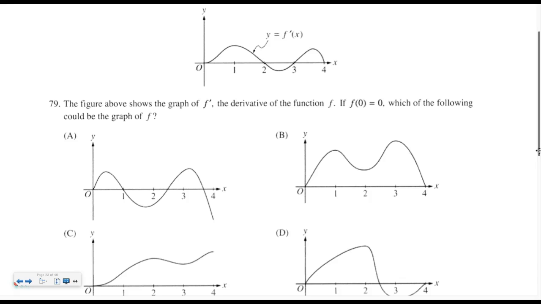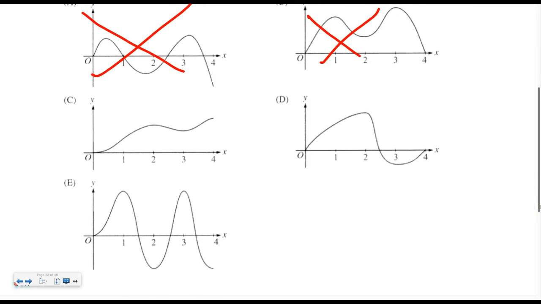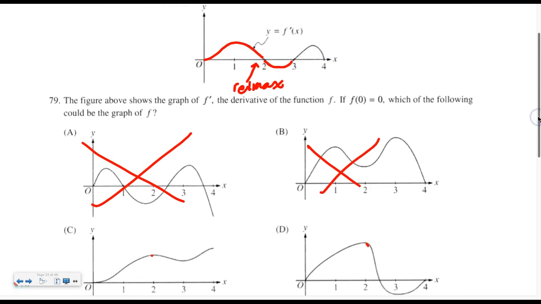So I've got a graph of f prime, and let's take a look at what f prime's doing. F prime is positive, which means f must increase until it gets to 2. And then, because f prime is negative, f must decrease. What does that tell me about 2? There's a relative max on my graph. So this one's out, this one's out. Just by analyzing the first part of the graph, I only have 2 of them that have a relative max at 2. So let's go take a look at the rest of the graph and see what needs to happen.